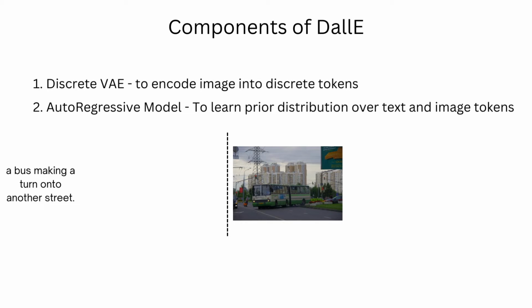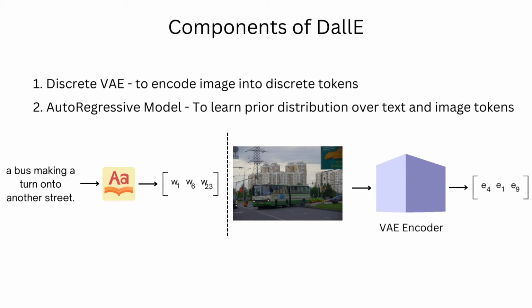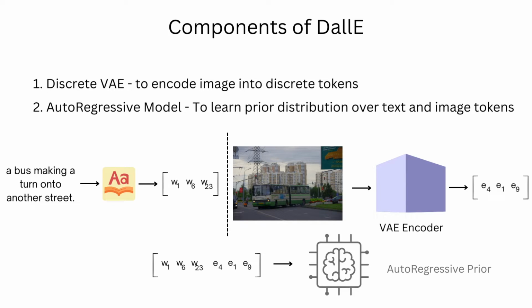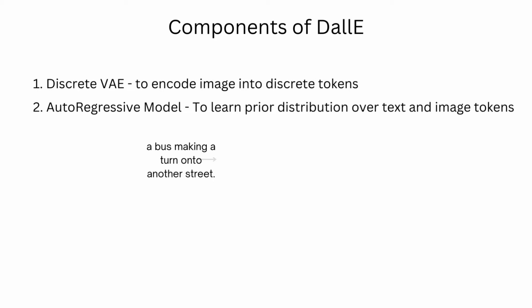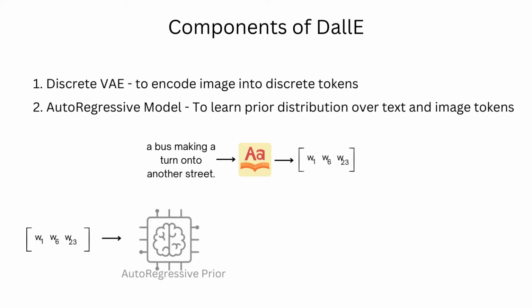So if we have a caption and an image, our caption can be tokenized using a vocabulary into a set of tokens, and the image can be encoded into a discrete set of tokens by the VAE. Then the autoregressive prior learns the distribution from the sequence of text and image tokens. And once this model is trained, we can take a caption, tokenize it using a vocabulary, and have the autoregressive model predict the next sequence of tokens. These image tokens are then fed to our trained VAE decoder to generate an image.